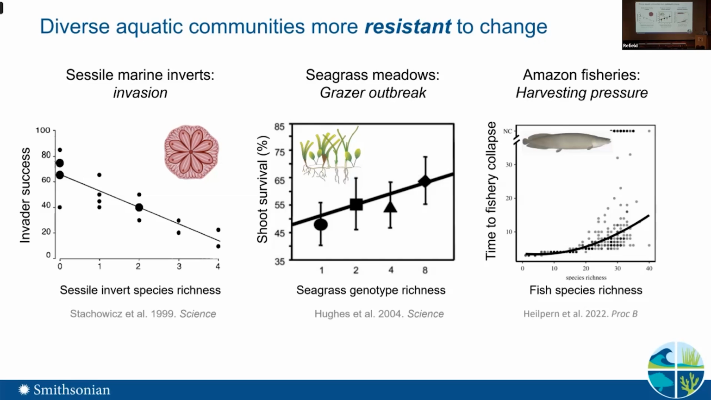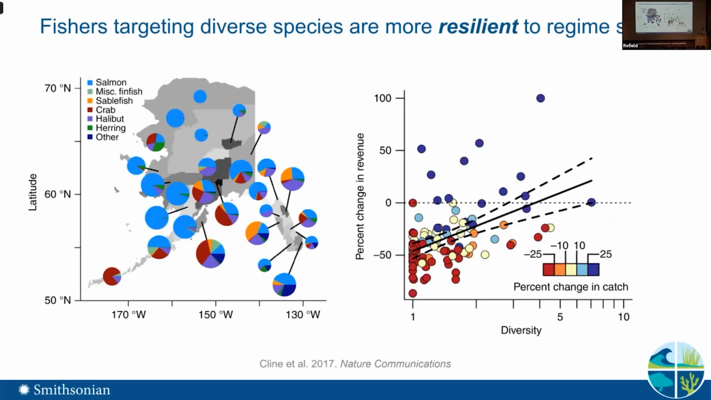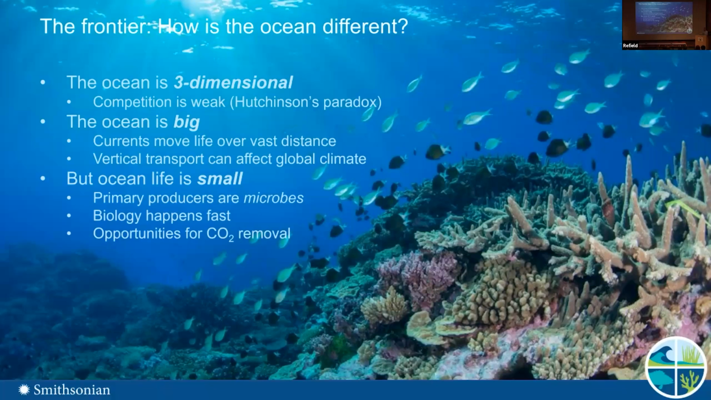So this has an influence on people, and I'll just mention one other example of that: fishers targeting diverse species in Alaska were more resilient to the major regime change that happened up there in 1989, which changed the oceanography and also changed the market conditions. You can see that those communities that captured multiple different kinds of organisms, a high diversity, sort of broke even, whereas everybody else had a very bad year and continued to for a while.